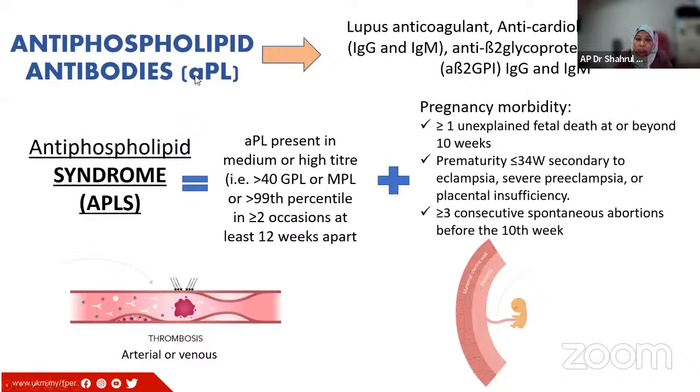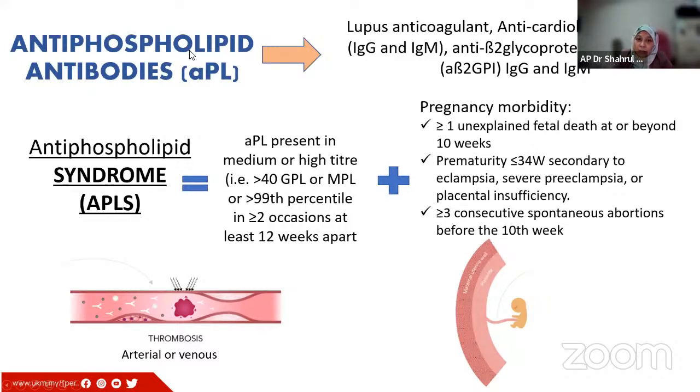Antiphospholipid antibodies are also one of the antibodies that you may encounter, usually by OBG referral for a patient who had poor obstetric history, recurrent miscarriage. Okay. So at the moment there are three types of antiphospholipid antibodies available: lupus anticoagulant, anticardiolipin, and anti-beta-2-GP1.